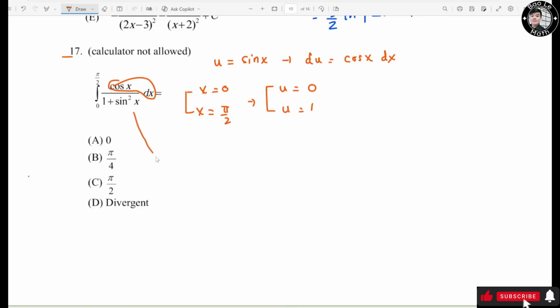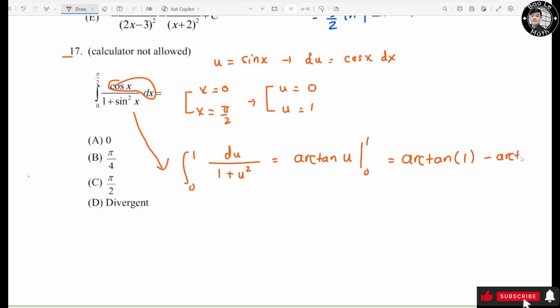So this guy right here becomes the general form, the integral from 0 to 1 of du over 1 plus u squared, right? So it's going to be arctangent u evaluated from 0 to 1. It's going to be arctangent of 1 subtract arctangent of 0.